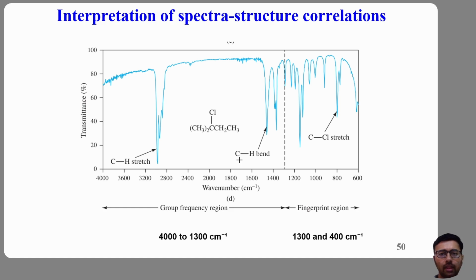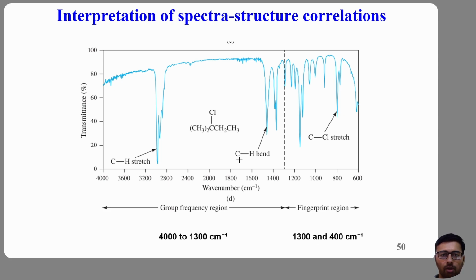When analyzing an unknown spectrum, step 1 is look for major functional groups in the group frequency region, and step 2 is examining peak shapes. Broad peaks may indicate hydrogen bonding, sharp peaks often indicate isolated bonds. Step 3 is use the fingerprint region for confirmation, and step 4 is compare against reference spectra wherever possible.